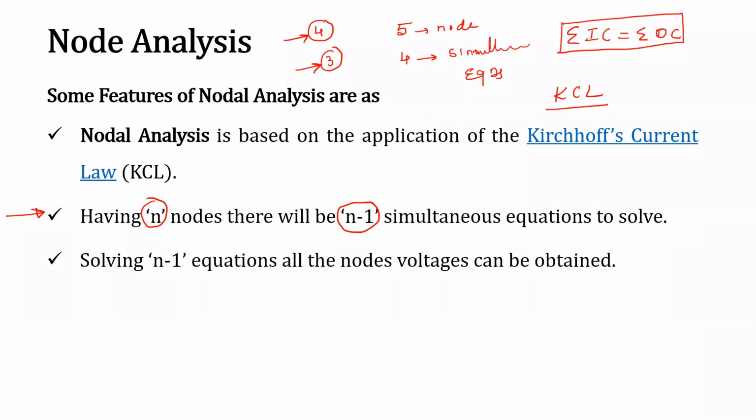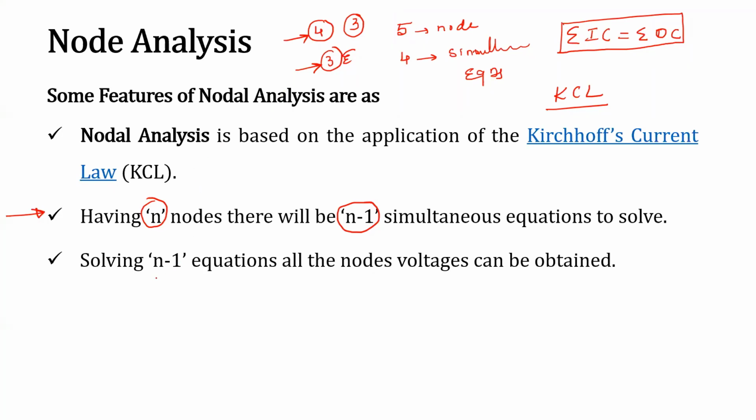The meaning of it is, there are 4 nodes, so there will be 3 simultaneous equations. If we solve these 3 simultaneous equations, then we will get 3 values. They are nothing but the voltages at specific nodes. Hopefully we have understood it.